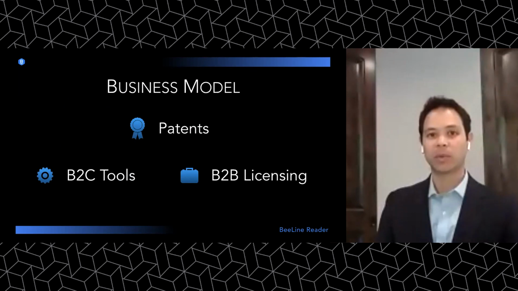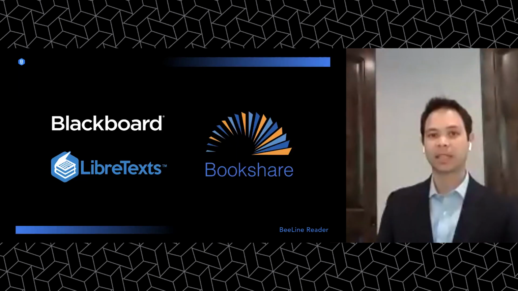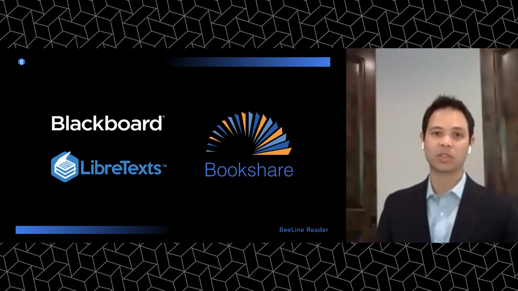As for our business model, we have issued patents in the US and abroad, which protect our innovation. And we have 2 revenue streams, B2C and B2B. We sell apps and plugins to consumers so they can convert documents and websites into Beeline format. But our biggest impact is through our B2B licensing. Integrating our technology is really easy, which allows us to rapidly scale our impact.